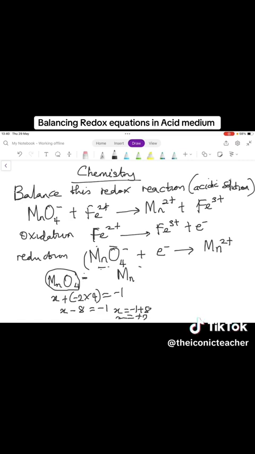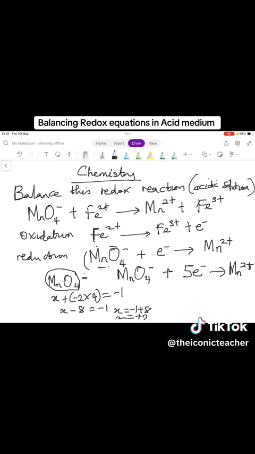So MnO4 minus plus 5 electrons. It gained 5 electrons because it has moved from an oxidation state of +7 to +2. So that is reduction. Now the charge balance: we have -6 on this side and +2 on the other. For the oxidation, it is balanced, but for the reduction, the charges are not balanced.